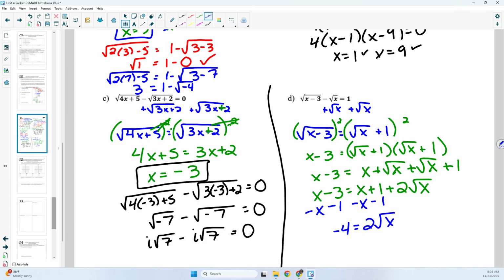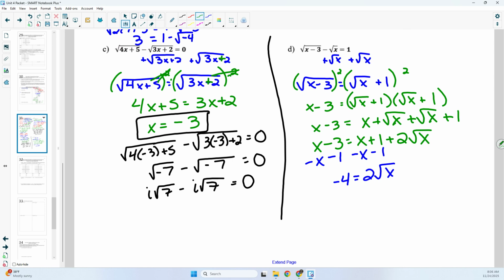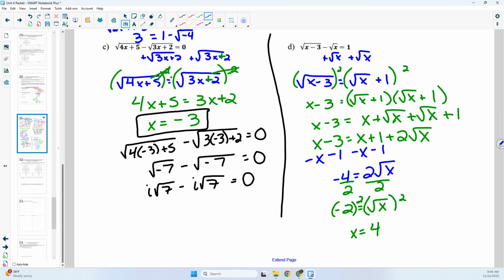So because this one to me looks easier, I'm going to divide by 2. I could just go right into squaring both sides, but I think it looks easier to me to move that over. And I square both sides, and I get x equals 4. So checking my answer, because I know that I could get an extraneous solution, I'm going to put this over here. The square root of 4 minus 3 minus the square root of 4 equals 1. So I get 1 minus 2 equals a positive 1. So that actually doesn't work. And this equation has no solution.